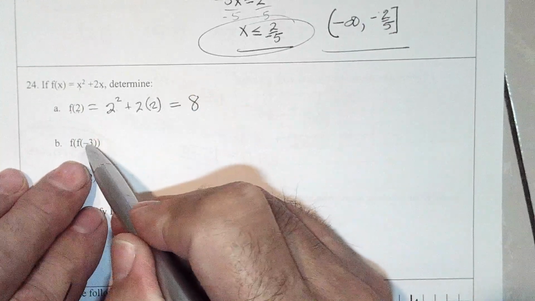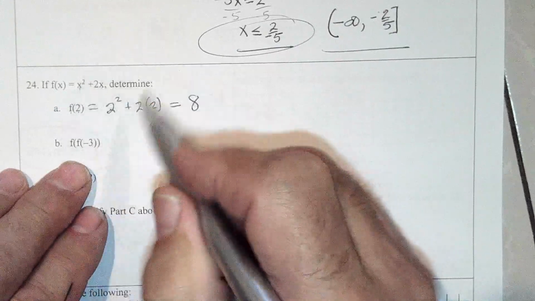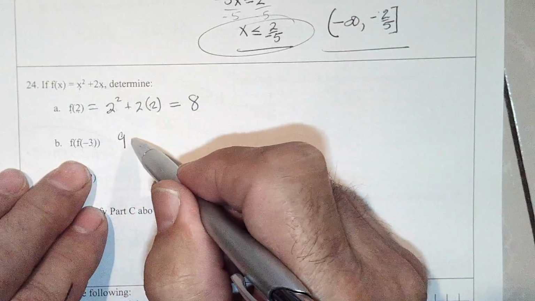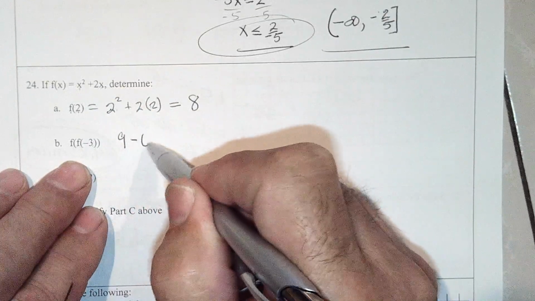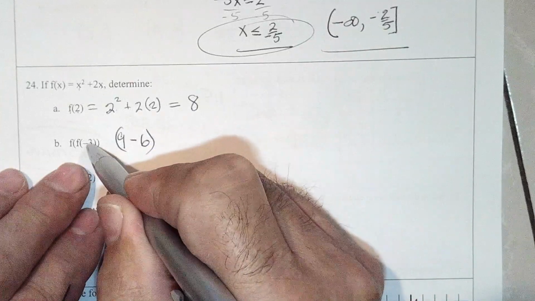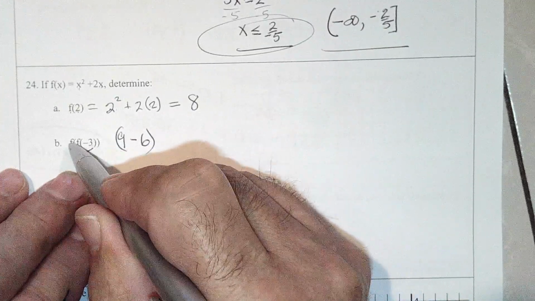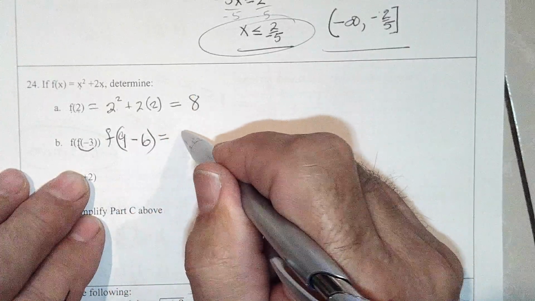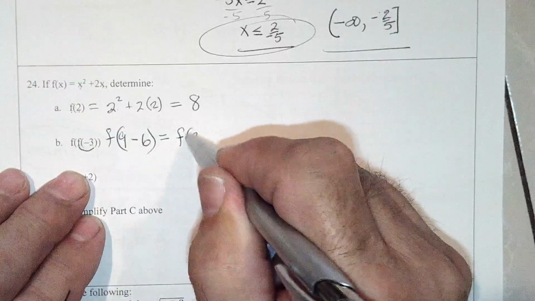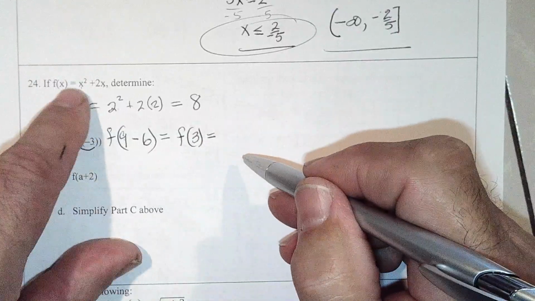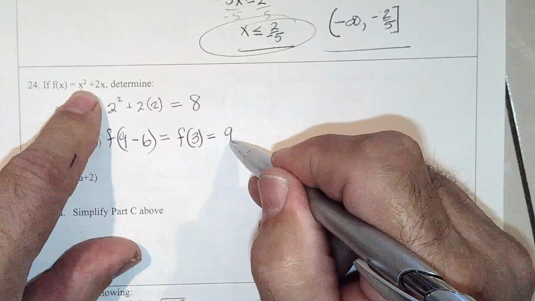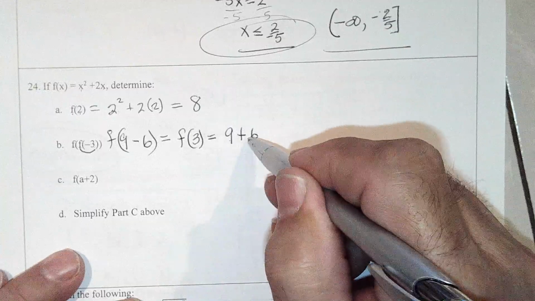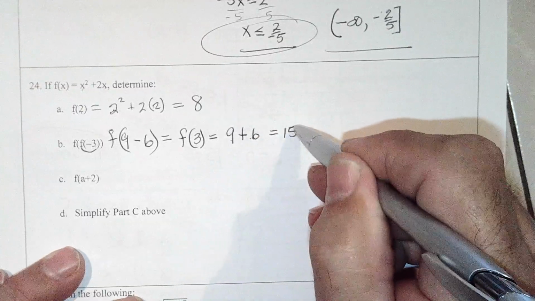Now we're supposed to do f of -3. So -3 squared is 9. And 2 times -3 is -6. So that's what f of -3 is, and we're supposed to find f of that. 9 minus 6 is 3, so we've got to find out f of 3. So 3 squared is 9, plus 2 times 3 is 6. 9 plus 6 is 15.